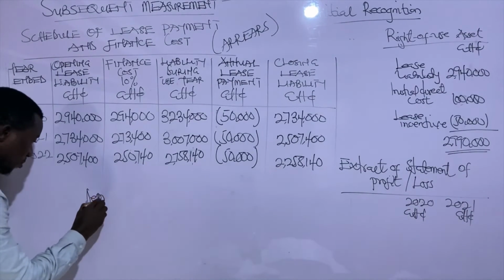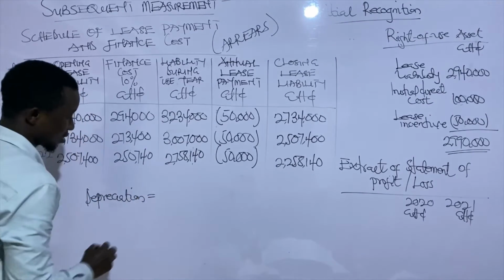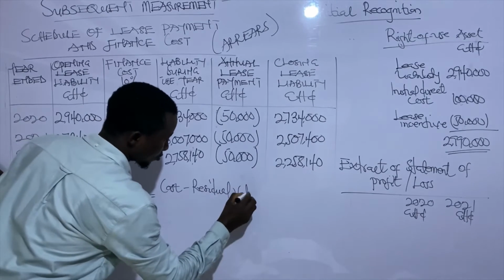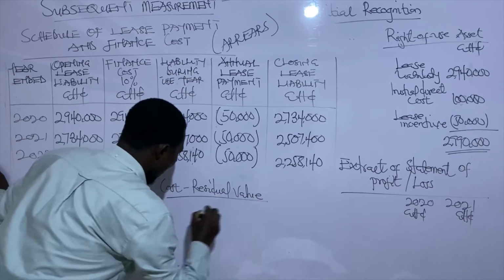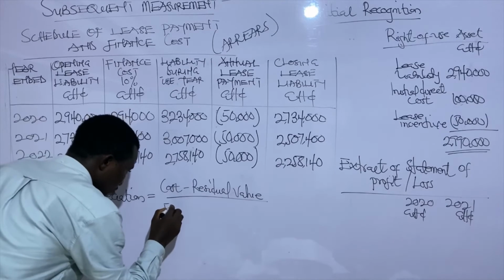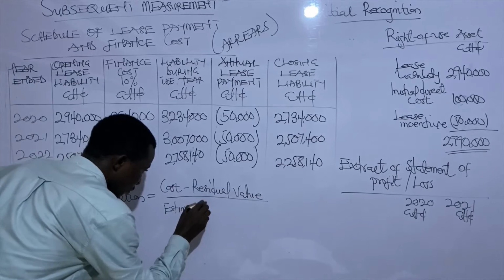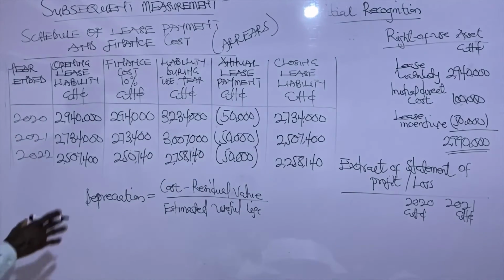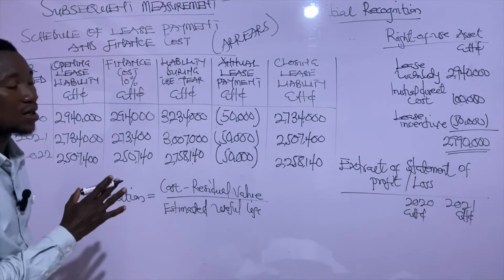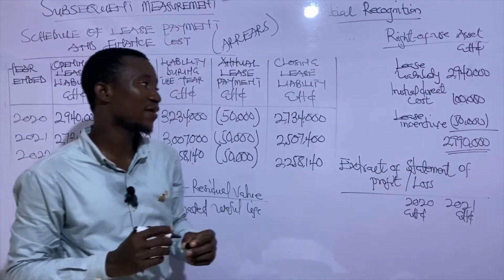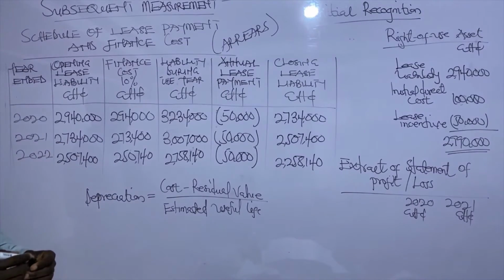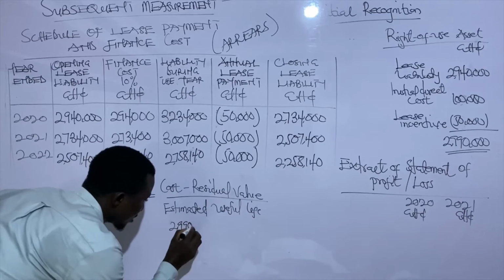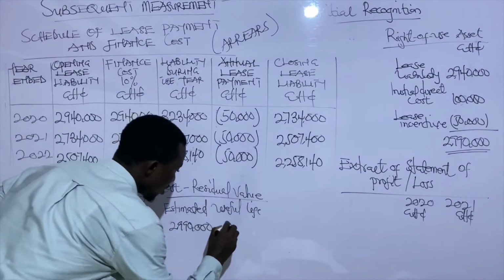So depreciation is given as cost minus residual value, all over estimated useful life. Estimated useful life of the lease item. Good. In this particular question, the cost of the right of use asset of this lease or this item is 2,990,000. That is the cost of the assets, the right of use assets. So you represent this by 2,990,000. There is no residual value, so residual value is 0.